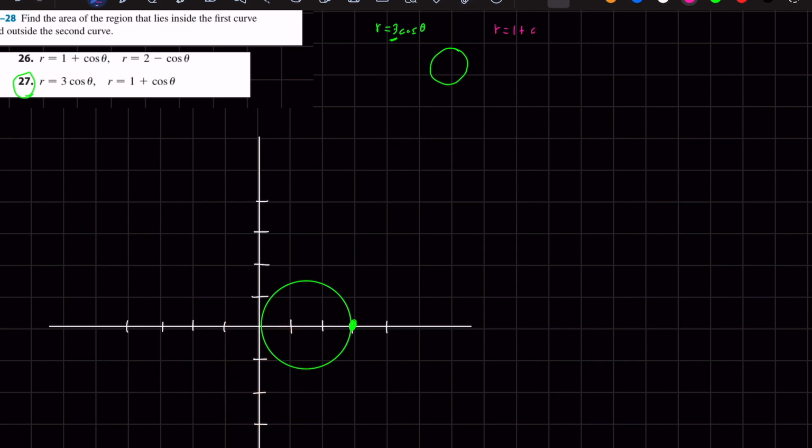Now, the second one we have to draw is r equals 1 plus cosine theta. This is the one that we have to focus on. So let's make a table. I want our x value, or our input, to be, because we're not really working with x and y anymore, theta, and I want our output to be r. So I'll make a pretty big one.